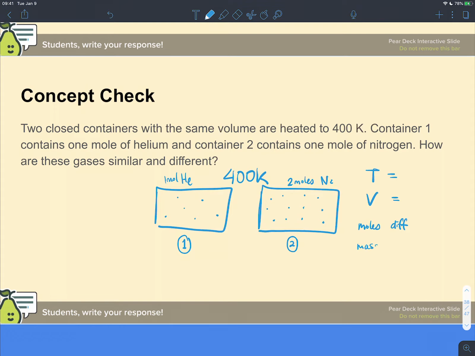So the mass should be different, because these have different molar masses, not to mention that there's simply more of the heavier one, nitrogen. Masses would be different. What about the pressure? So the pressure should actually be more in the nitrogen container. This one has greater pressure because more molecules are bouncing around at the same volume and temperature, so pressure is going to be higher for that one. All right. Think about what else might be similar or different.